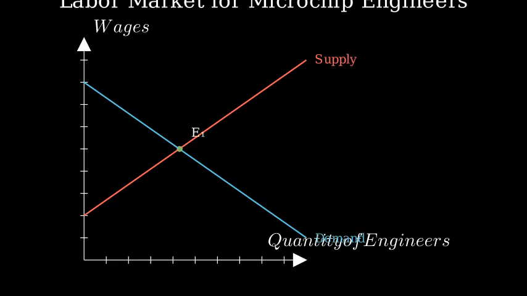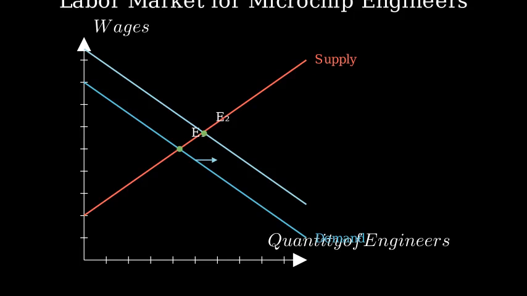Now, let's see what happens when demand for microchips increases. This shifts the demand curve to the right, as companies need more engineers to produce more microchips. This creates a new equilibrium point with both higher wages and a higher quantity of engineers.